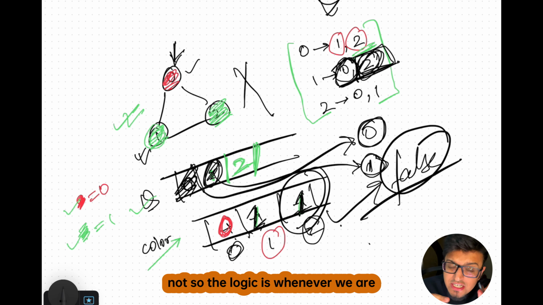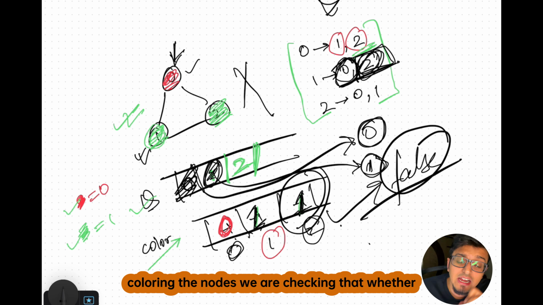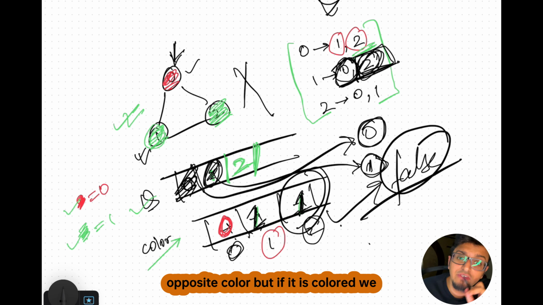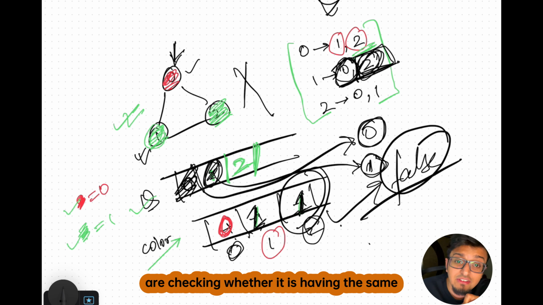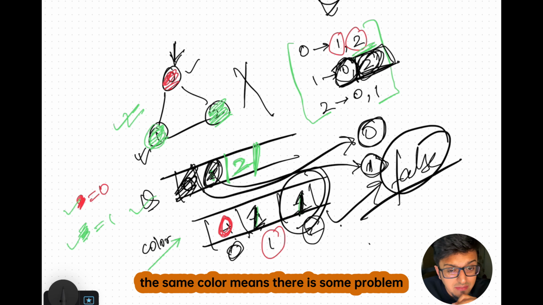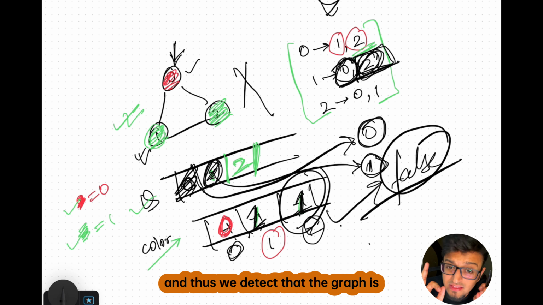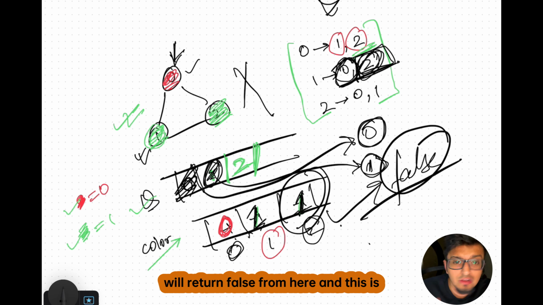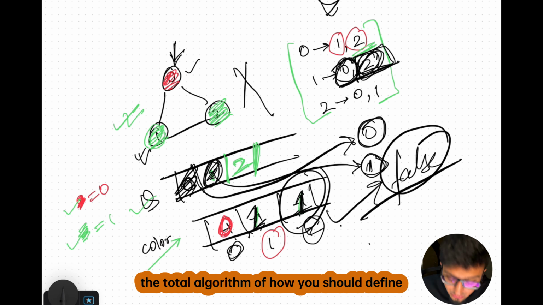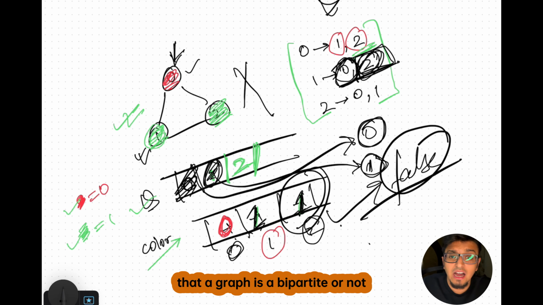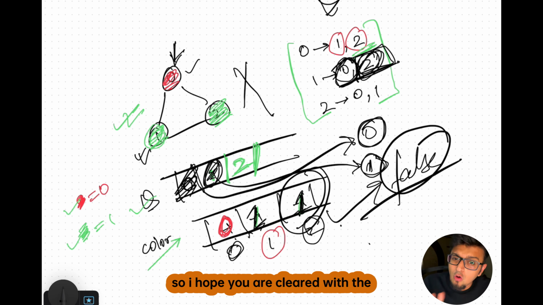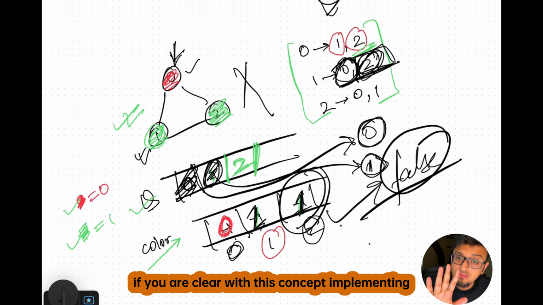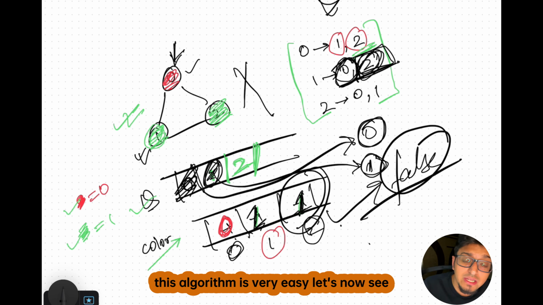So the logic is, whenever we are coloring the nodes, we are checking whether the neighboring node is colored or not. If it is not colored, we are placing the opposite color. But if it is colored, we are checking whether it is having the same color or not. And if it is having the same color, means there is some problem, and thus we detect that the graph is not possible to be a bipartite and we will return false from here. And this is the total algorithm of how you should define that a graph is a bipartite or not. So I hope you are clear with the concept of how to detect a bipartite graph with the help of the BFS concept. And if you are clear with this concept, implementing this algorithm is very easy.